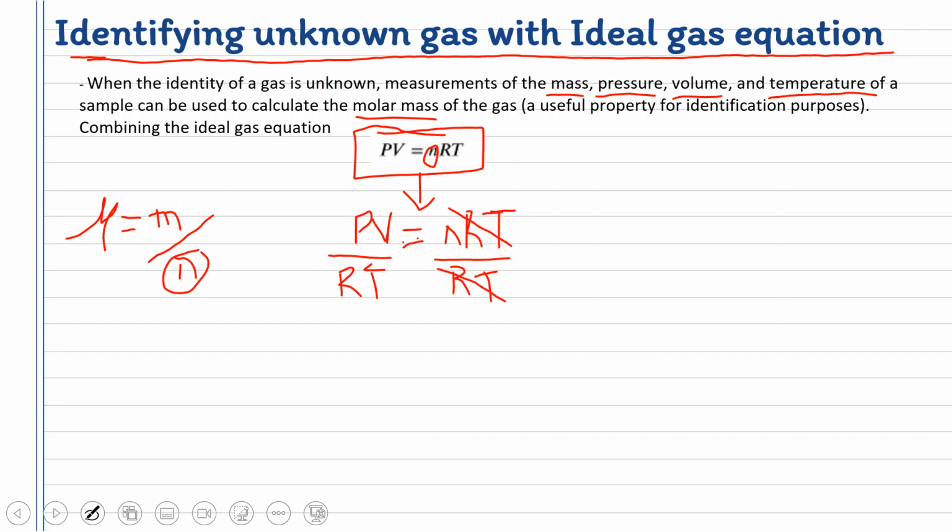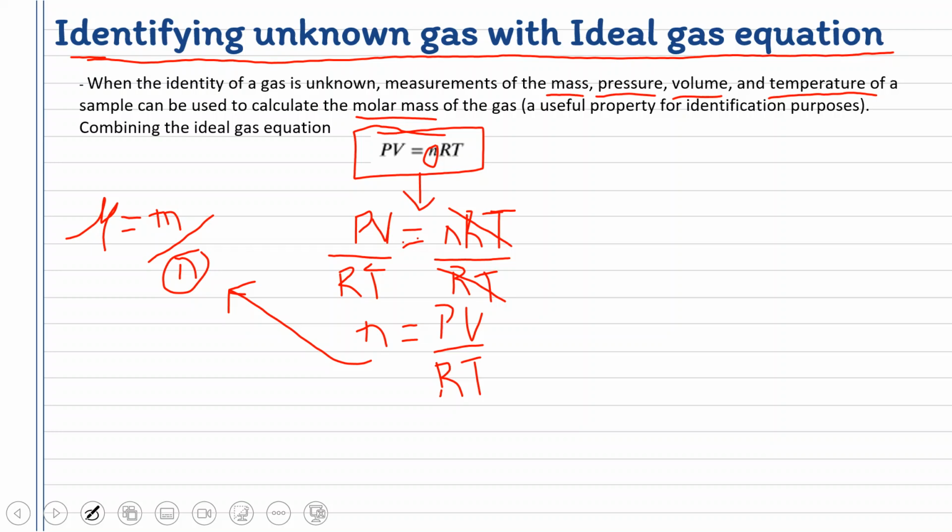And I'm going to cancel out. Then now I have only N standing alone, and N is equal to what? PV over RT, right? Great. Now that I have N standing alone, I'm going to try and put N into this formula, okay?